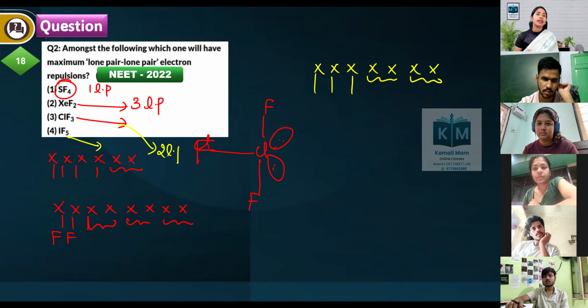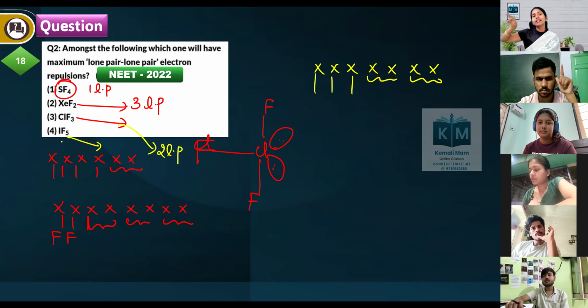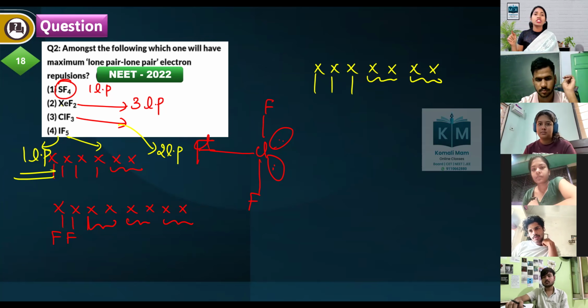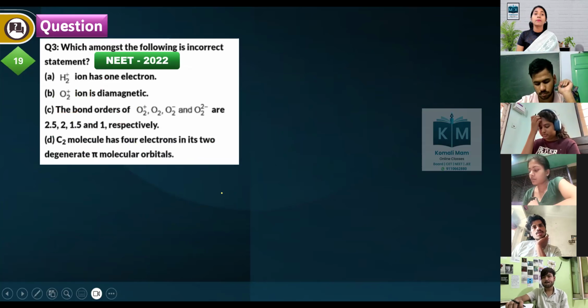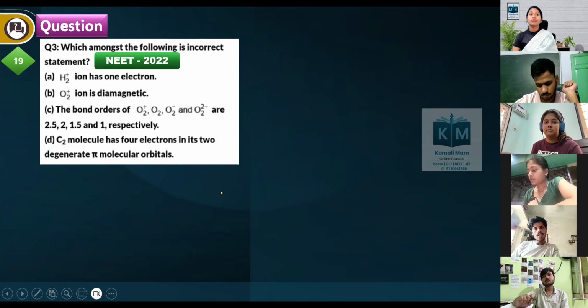2 lone pairs. Next, IF5. Iodine has 7 electrons in the valence shell. 5 already formed. 7 minus 5 is 2. 2 by 2 is 1. 1 lone pair. Okay. So which is having more lone pair repulsions? More lone pairs are present in XeF2. So it will experience more lone pair repulsions.